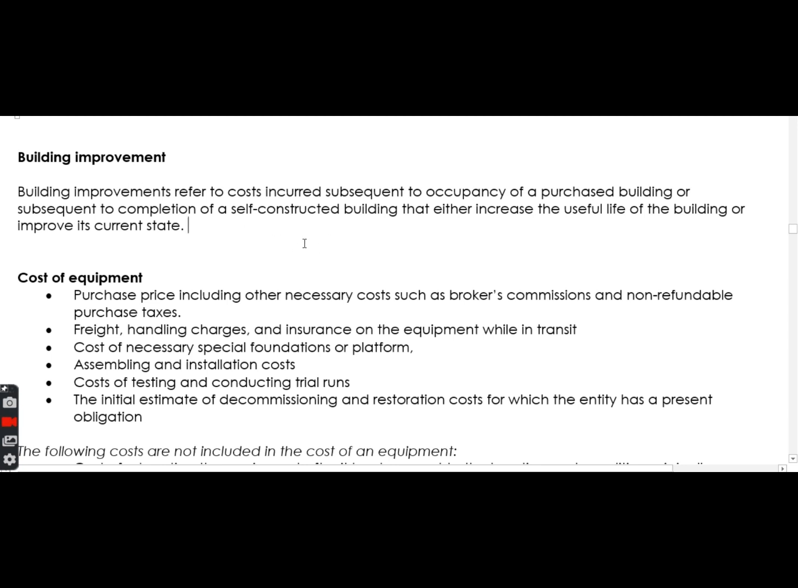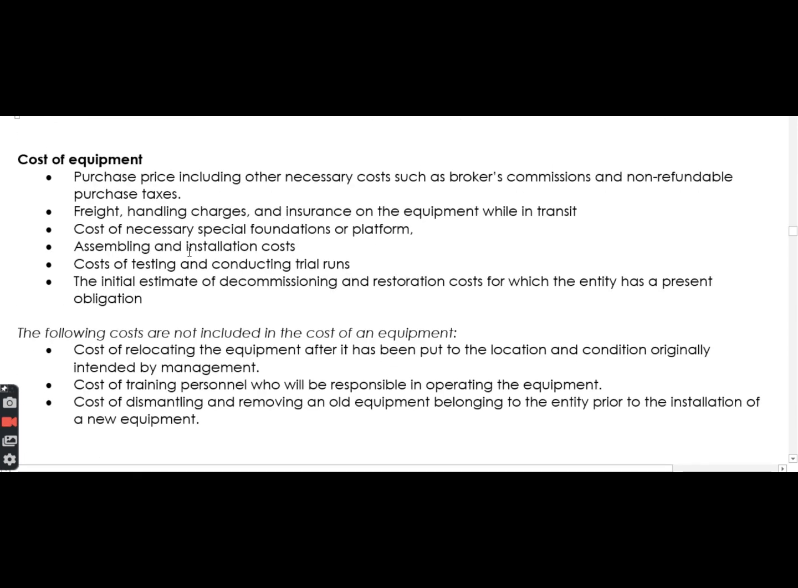Pero pag hindi, like example, nag-repaint ka pero hindi mo naman masabi na dahil nag-repaint ka ng wall, kunyari, nag-increase ng useful life, or other kinds of betterment. So, hindi siya pwedeng makonsider as capitalizable. Kaya nga, kailangan mong i-distinguish ang repairs and maintenance sa building improvements. Okay, magkaiba kasi yan. So, we now go to equipment.